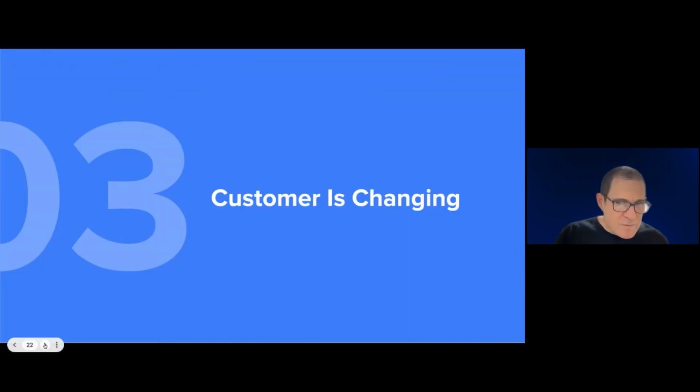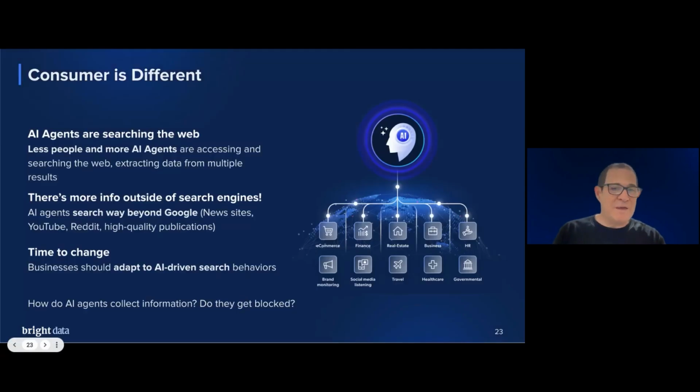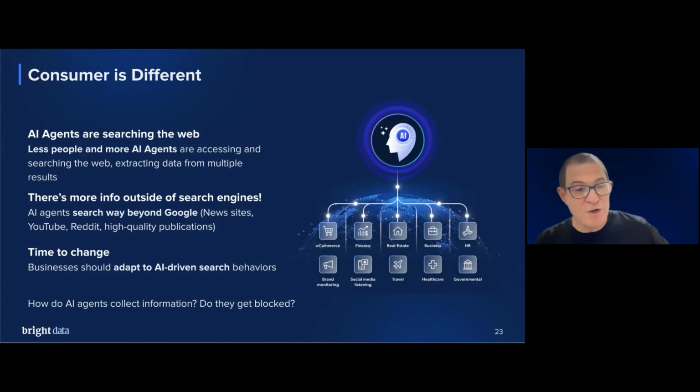Okay. The customer is changing. I think it's pretty clear that right now there's more and more AI agents accessing search engines and websites, extracting data from multiple sources. Okay, we're not even talking about search engines. They will be going to places you wouldn't necessarily think of. They look at many sites. They look even for things like YouTube transcripts and many information sources to be able to provide the answers that you're looking for. So we need to adapt to these ever-changing behaviors.